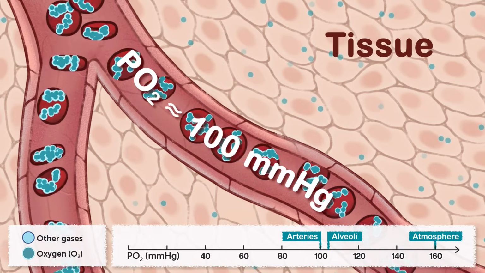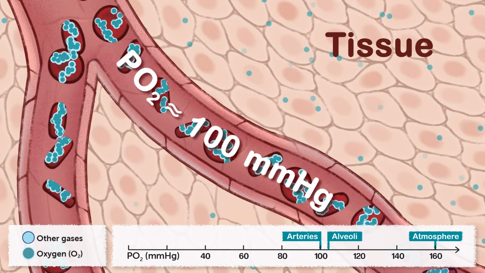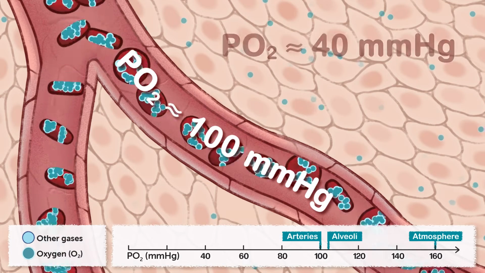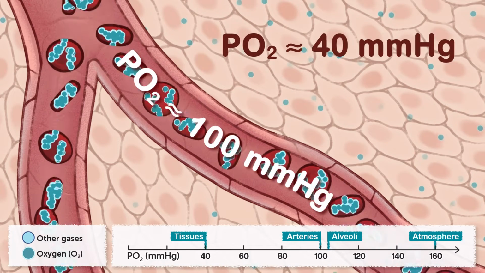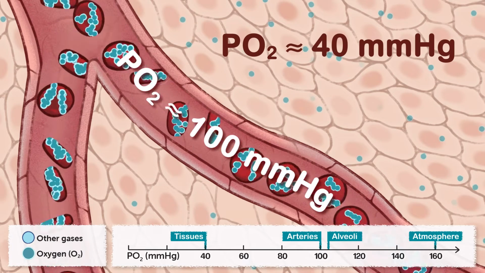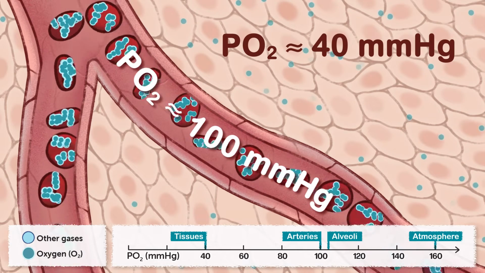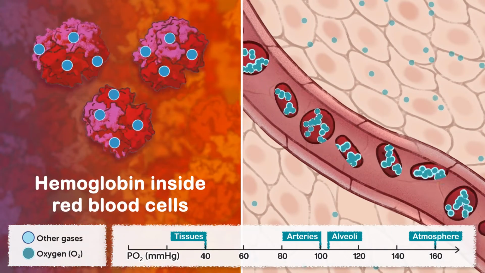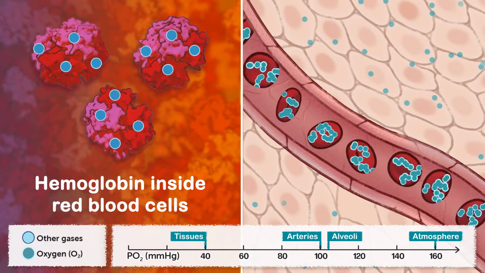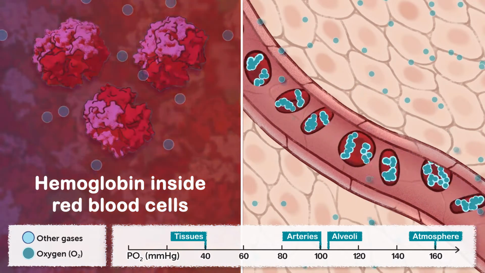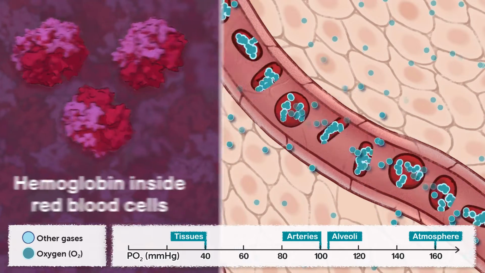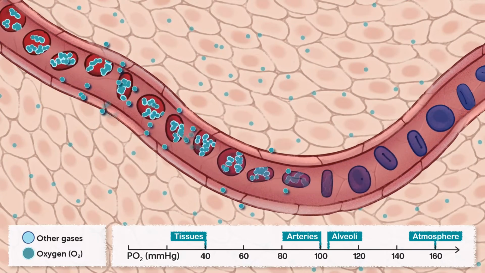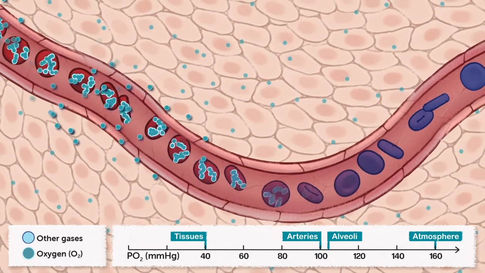However, the PO2 is much lower in the tissues because the cells there use oxygen for aerobic cellular respiration. In the tissues, the PO2 is about 40 millimeters of mercury when you're resting, or even lower if you're exercising. The PO2 difference between the capillaries and the tissue cells drives the movement of oxygen. Oxygen molecules are released by the hemoglobin molecules and diffuse through the thin capillary walls into cells of the tissues. The cells in the tissues consume oxygen for cellular respiration.